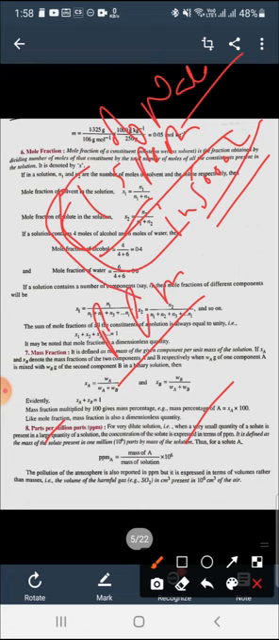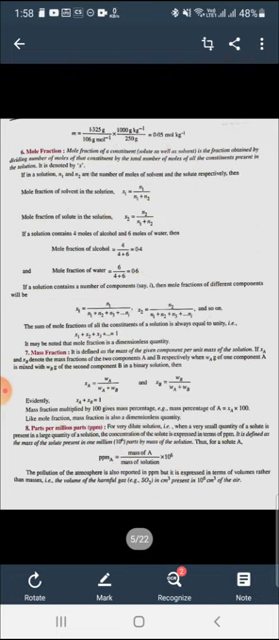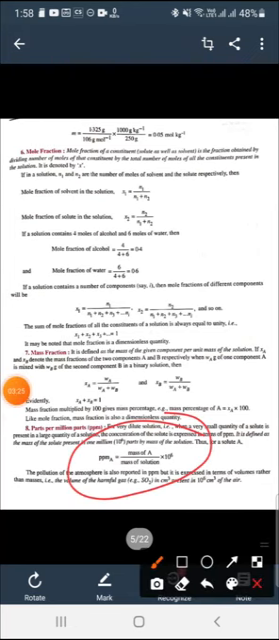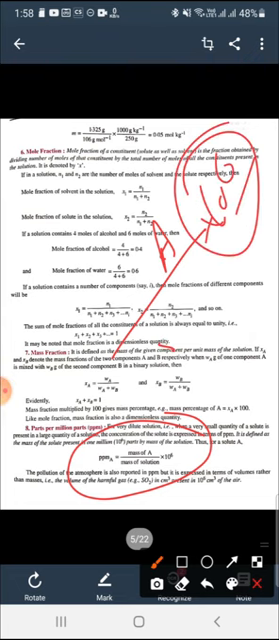So we can't express this type of concentration in terms of molarity. We express in terms of ppm, where we use how much solute is present in 1 million parts of the solution. So as you can see the formula, ppm means mass of particular constituent upon mass of solution into 10 raised to power 6, that is 1 million.